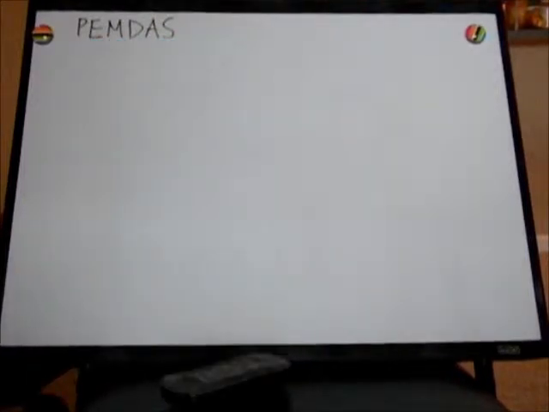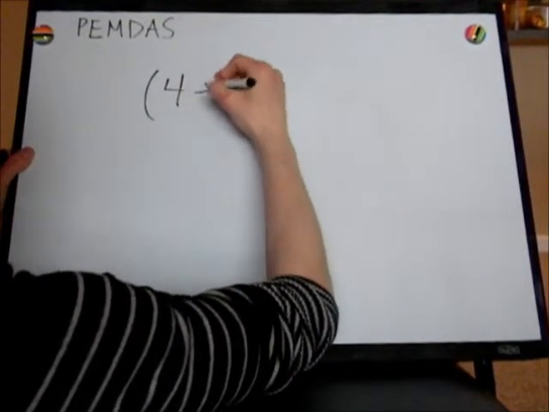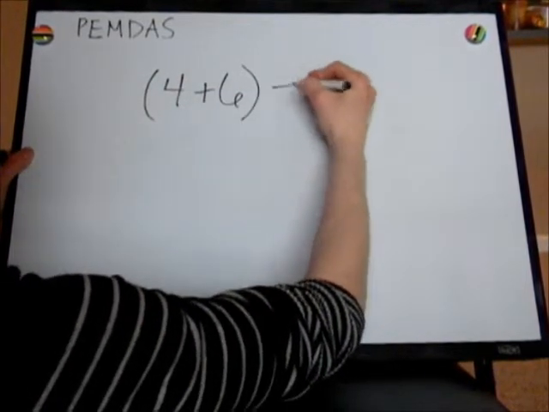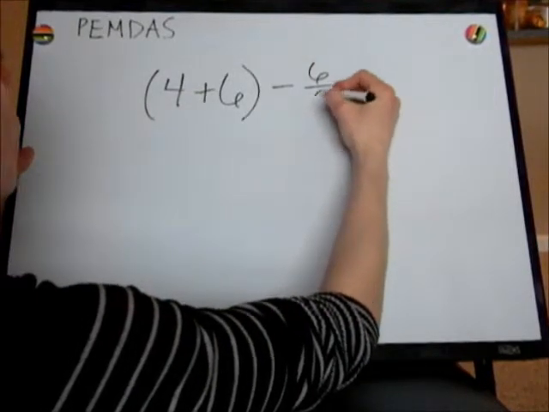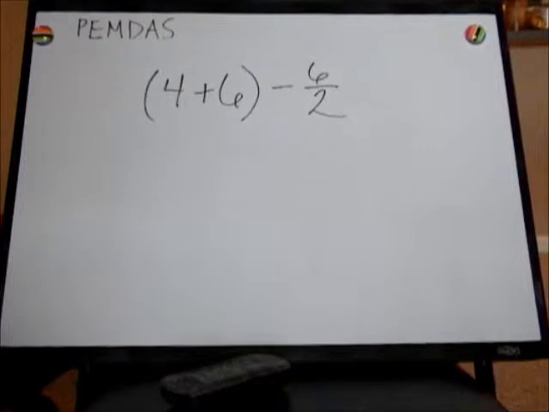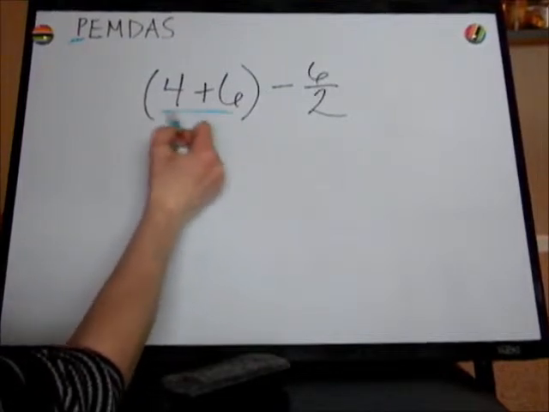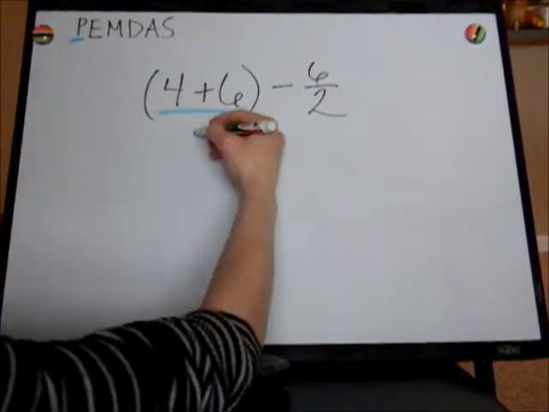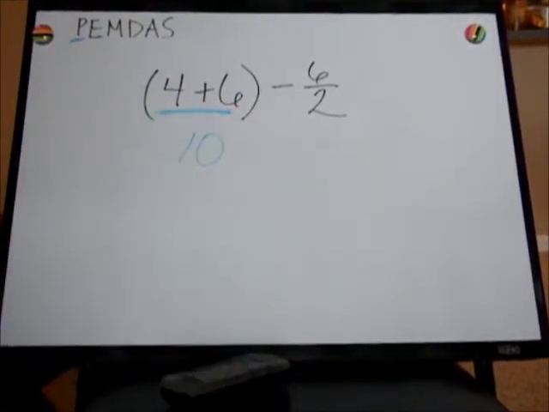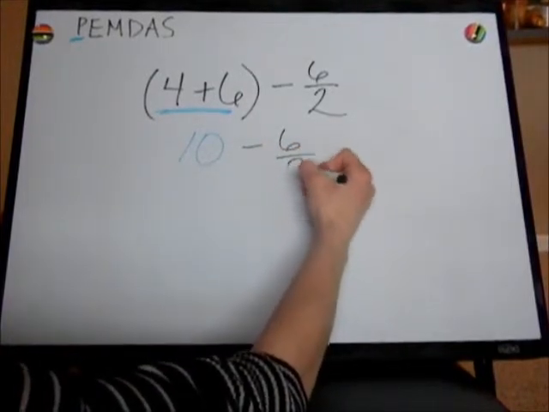Now for our next example, we're going to do 4 plus 6 minus 6 divided by 2. So we look up at our little acronym, and the first thing we find is there's parentheses. So we have to do the operation inside the parentheses first, which is 4 plus 6. And that equals 10. And then you bring down the rest, so minus 6 divided by 2.